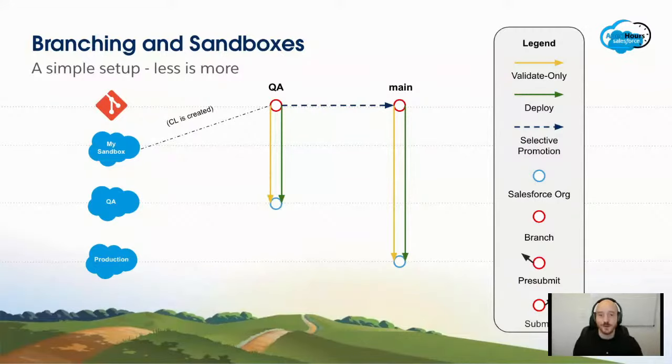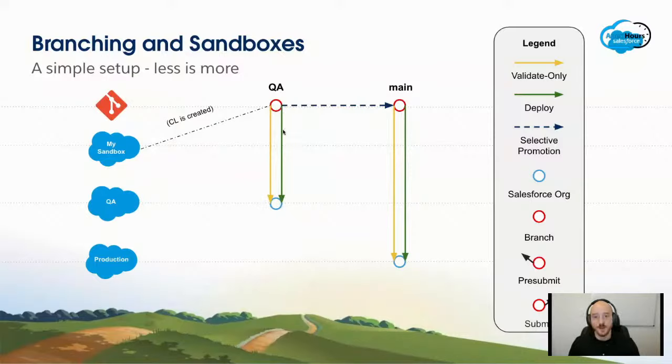Okay. So within this simple sandbox and branch strategy, our recommendation is that developers will work in their individual sandbox or in a Scratch org if you have Scratch orgs enabled, and then they'll create a CL or a proposed change, and they'll raise that as a proposed change to the QA branch. When that pull request or that CL is created, at that time we'll kick off a validate only deploy and execute all tests in the QA sandbox. Then when it gets merged, we'll actually do the deployment itself.